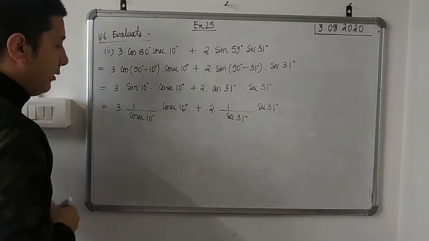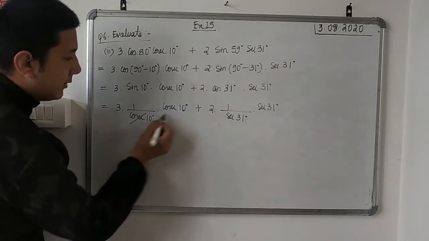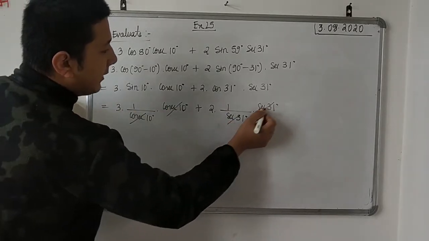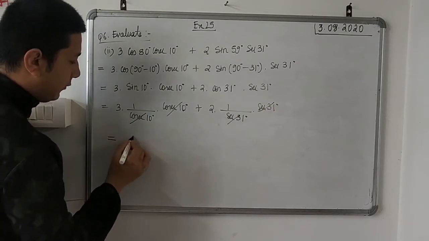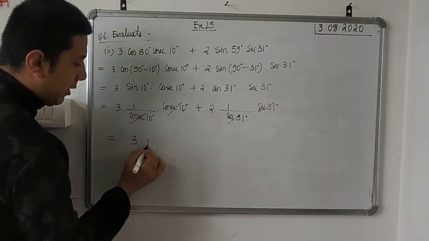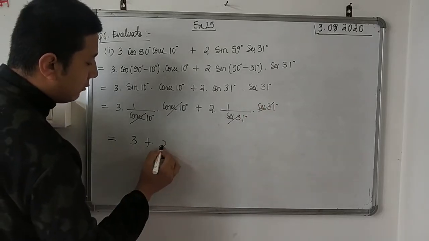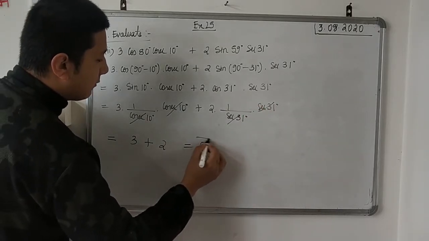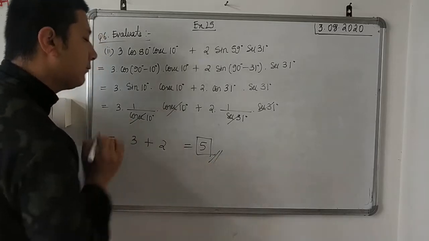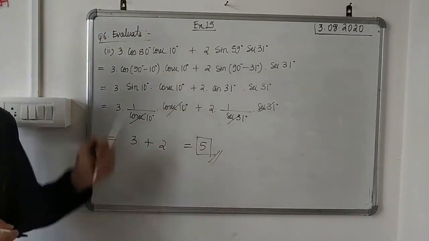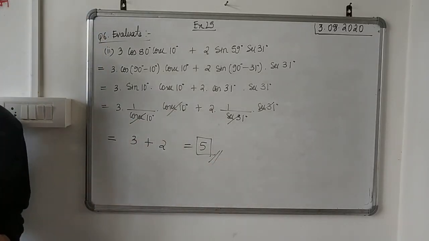On doing so we can see out here this and this cancel out, this and this cancel out. So very simple, 3 into 1 is 3 and plus 2 into 1, because everything cancels out, is 2. Hence 3 plus 2 is 5. Isn't it simple? So go line by line, pause the video and note it down.